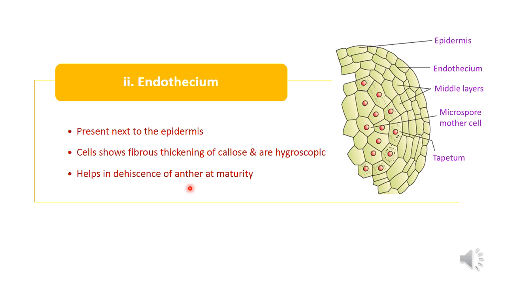The second layer next to the epidermis is known as endothecium. Endothecium is a single layer of cells, each cell consisting of fibrous thickenings of callus. The cells of endothecium are hygroscopic in nature, which absorb moisture from the surroundings, and therefore they are helpful for the dehiscence or the burst of the anther at maturity. Dehiscence results in the release of pollen grains into the surroundings outside the anther.